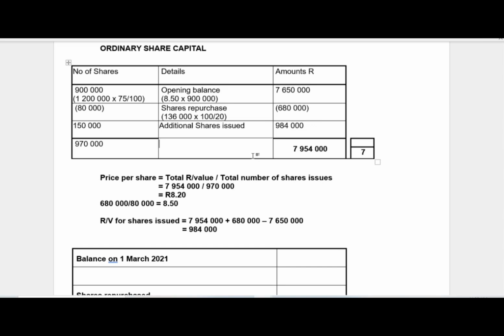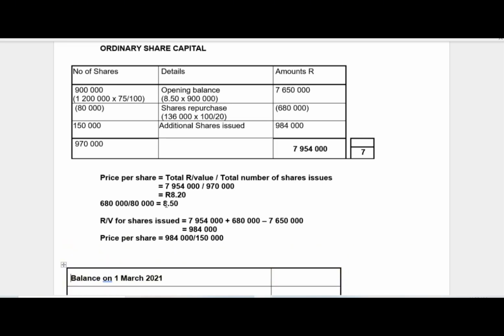All right. But here, the main thing that you need to understand is to get the right answer. Because remember, if we're going to say the price is 850, it can be wrong because they didn't even tell us the price per share. So we can get it like this. The price per share for the additional issue is going to be 984,000 divided by 150,000. Let's see how much the price per share is there, because I want us to look at why we got 820 and then I said let's use 850 as well.